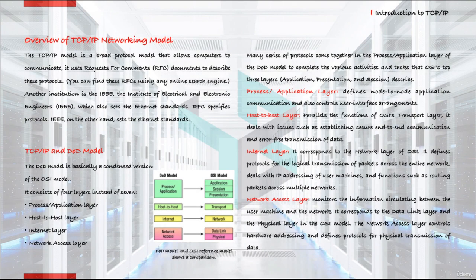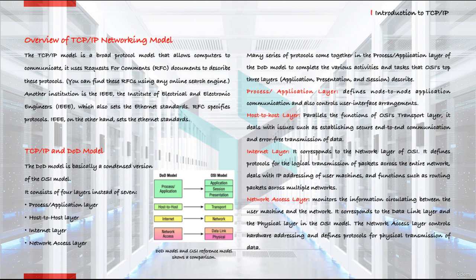On this page, let's give an overview of the TCP/IP networking model. The TCP/IP model is a broad protocol model that allows computers to communicate, and RFC documents are used to define these protocols. Another institution is the IEEE, which specifies the IEEE Ethernet standards, and the RFC determines the protocols.